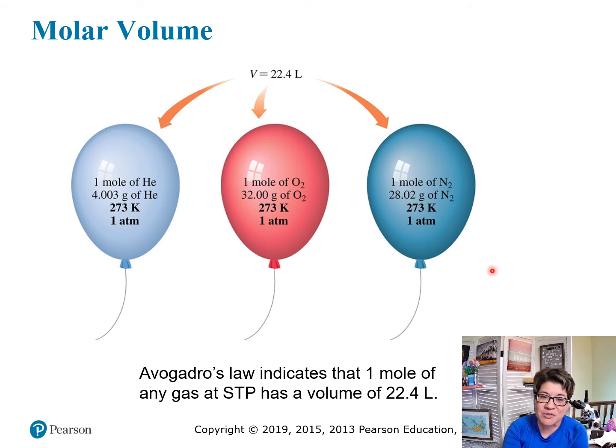So here's an example showing that. It doesn't matter if you have a mole of helium, a mole of oxygen, a mole of N2, or even a bigger molecule gas. They're all going to take up 22.4 liters at that standard temperature and pressure of 273 and 1 atmosphere. They're going to have different masses. 1 mole of helium is going to weigh 4 grams, and oxygen will weigh 32 grams, and nitrogen will weigh 28.02, but they're still all going to take up the same amount of space.